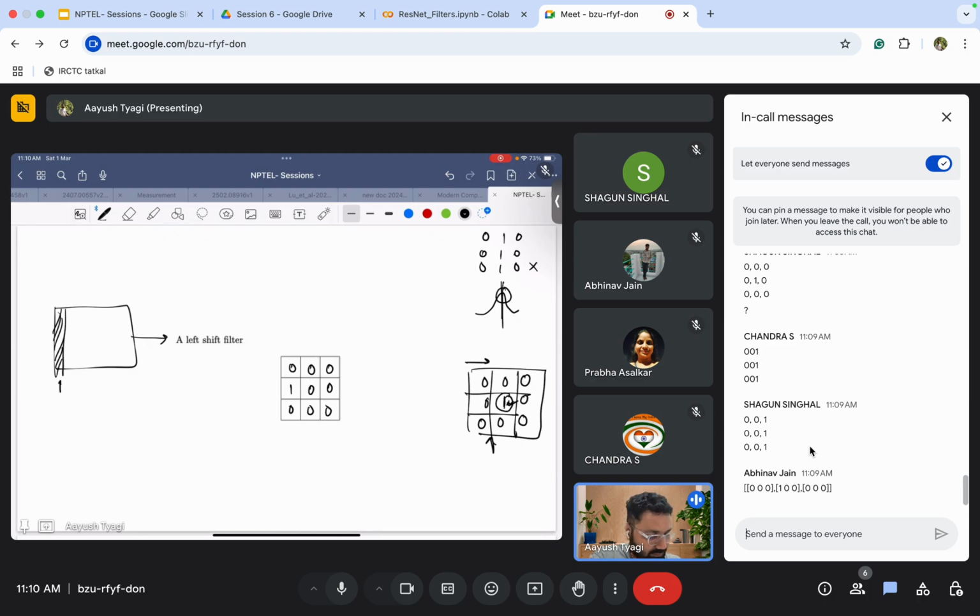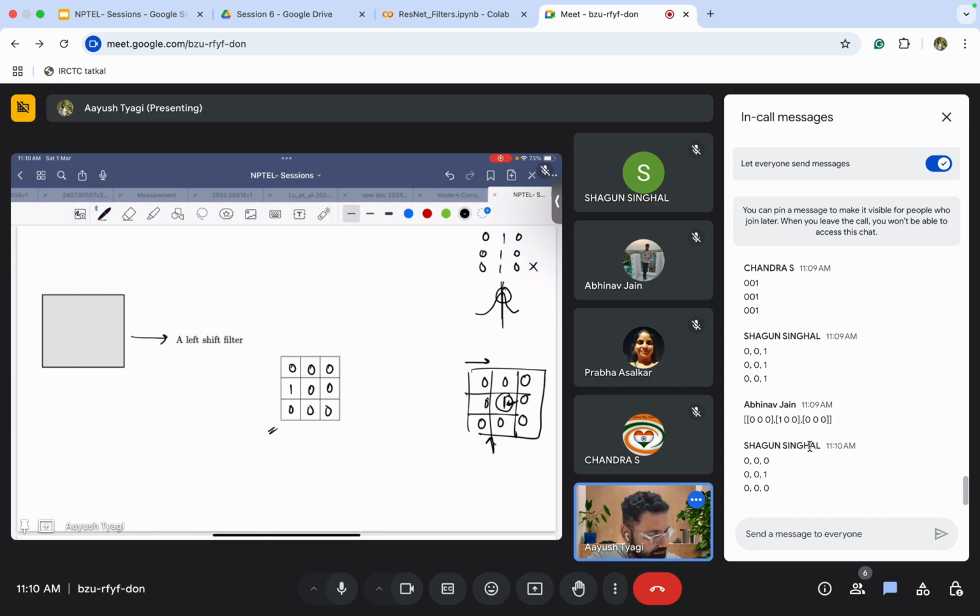So let's do it mentally, right? You have an image, and I'm computing for this point. Let's say this point. What is happening here is everything is zero, zero, zero. This is one. This is zero. This is zero. This is zero. This is zero. This is zero.